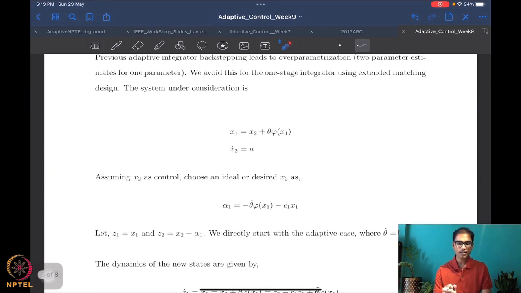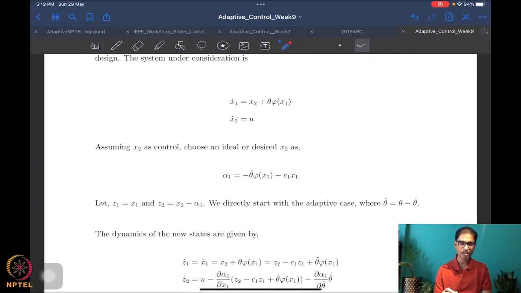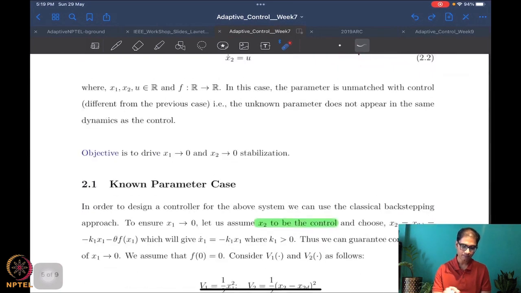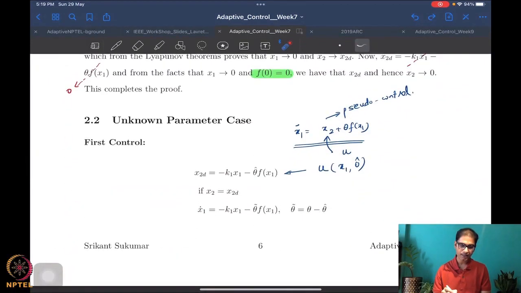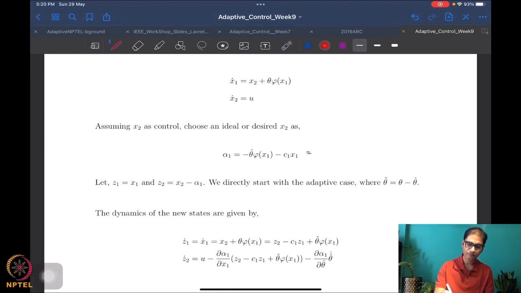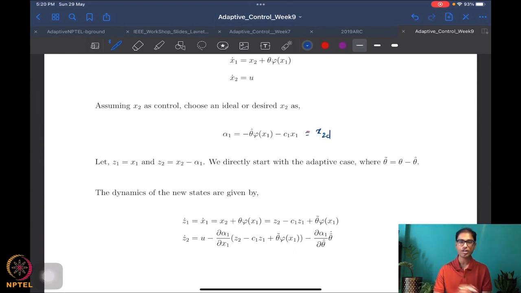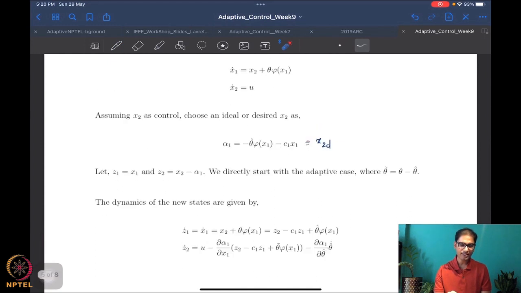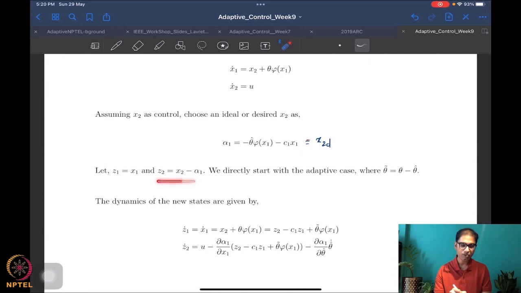So let's look at what is the desired ideal control here. If you remember, alpha one, that is the desired ideal control, is not different from week seven, the unknown case. The desired XD is still something like this, and that's essentially what we will have here too. It's just a different phi instead of an F, but otherwise it's the same. We don't know the parameter, therefore we replace it with an estimate multiplied by the phi, and then we introduce a good term in the X1. So this is actually equal to X2 desired in our notation. Now we just redefine states. We call the first state Z1 equal to X1, and Z2 is just the backstepping error again.